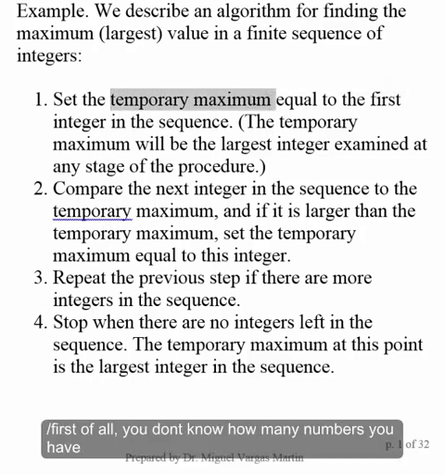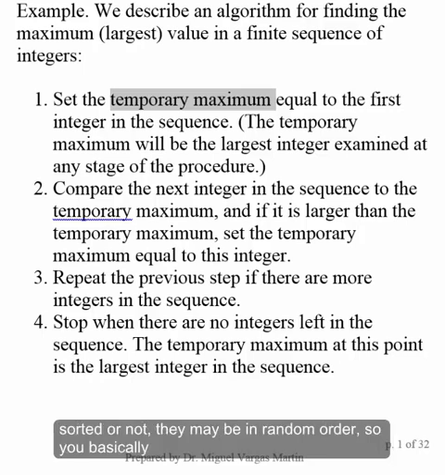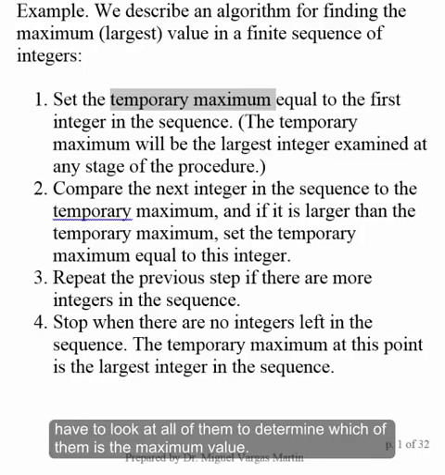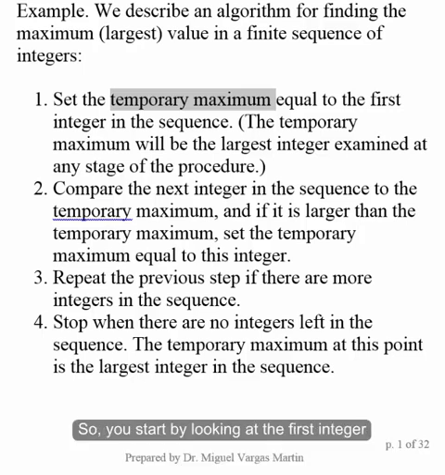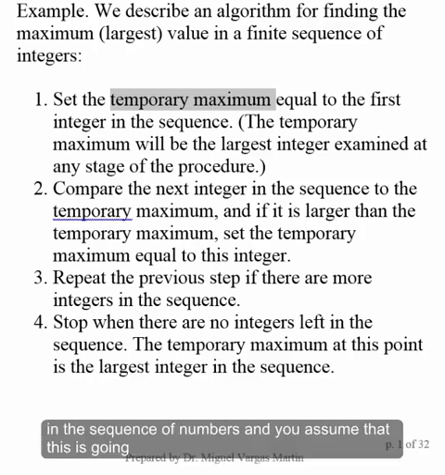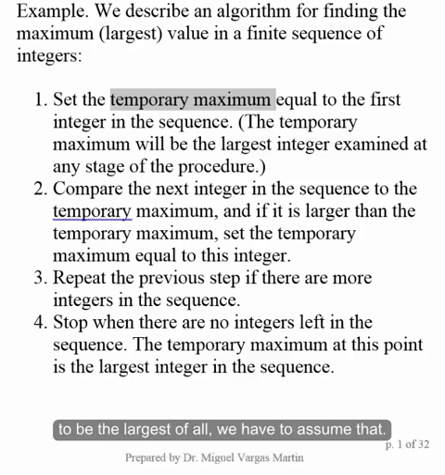First of all, you don't know how many numbers you have in the list. And secondly, you don't know whether they are sorted or not. They may be in random order. So you have to look at all of them to determine which of them is the maximum value. So you start by looking at the first integer in the sequence of numbers, and you assume that this is going to be the largest of all. You have to assume that.